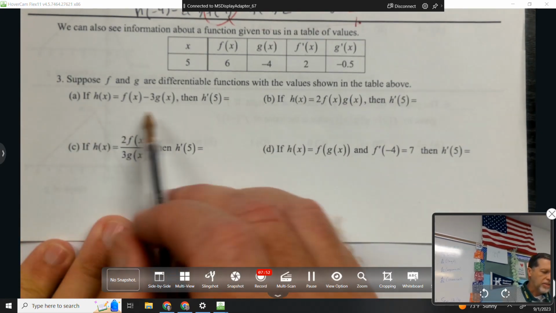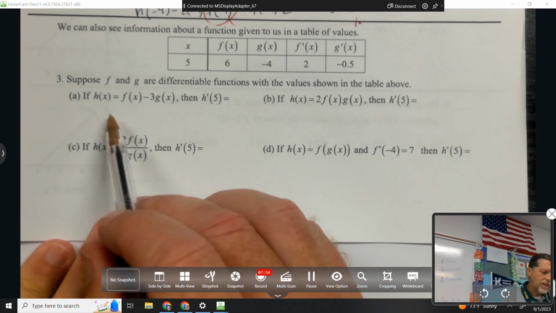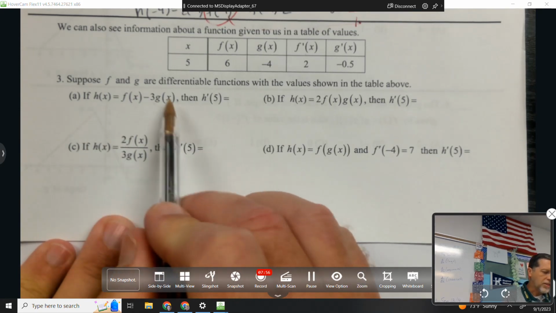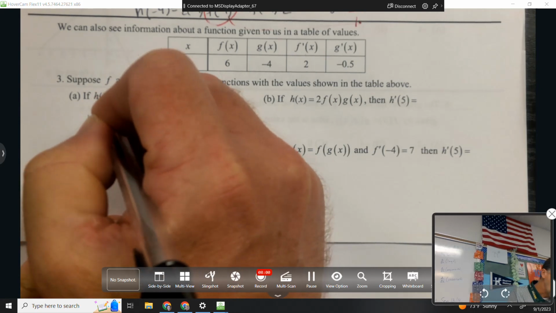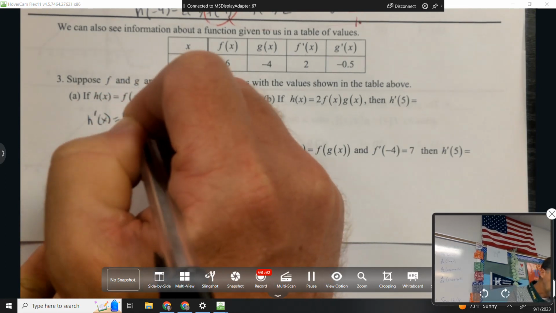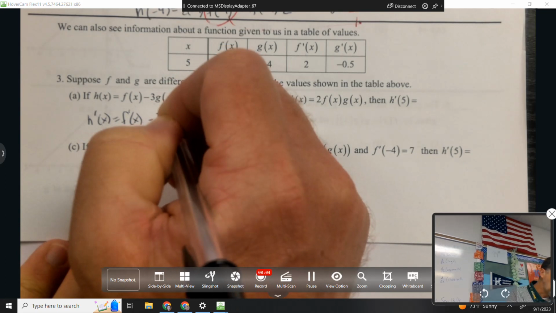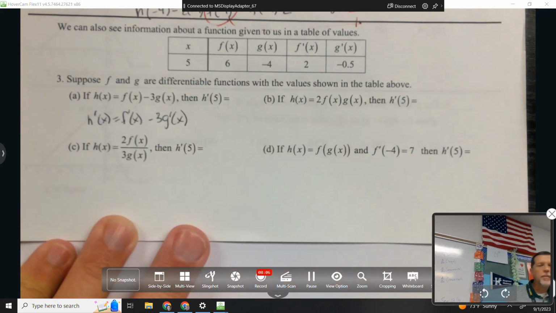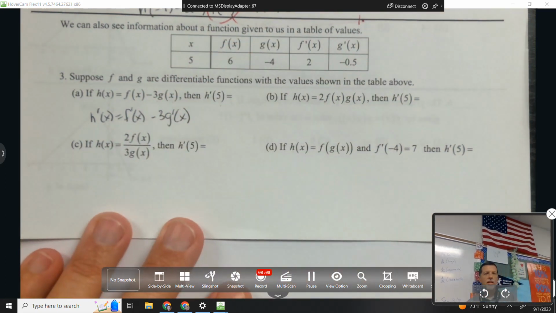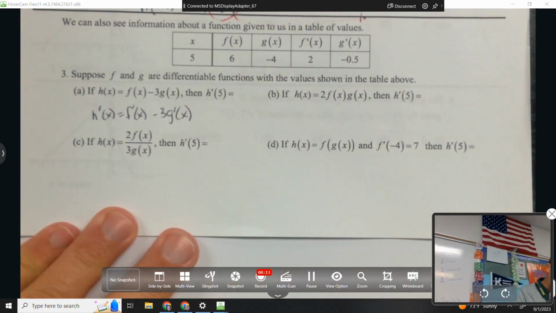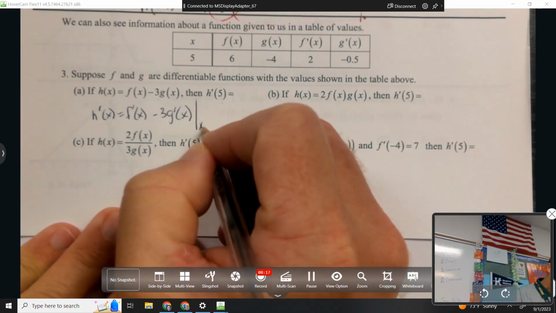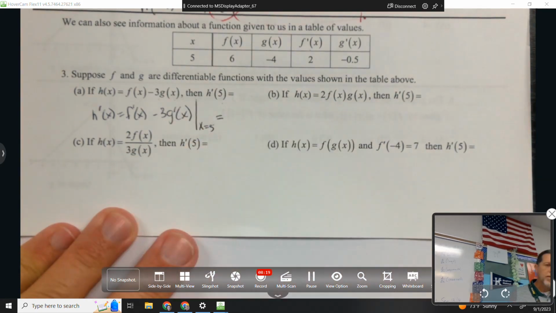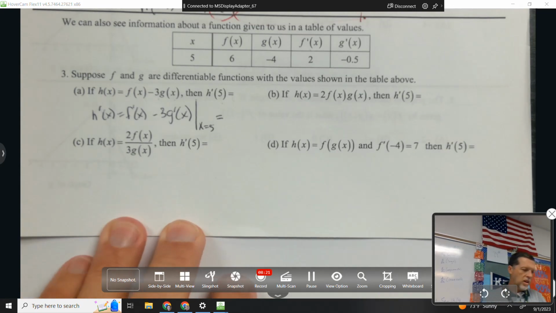Yeah, there was definitely something kind of like this on the test. If h of x is f minus 3g, then h prime would be f prime minus 3g prime. And then at 5 means we plug in 5 to all those places. So at x equals 5. Just tight on space here.